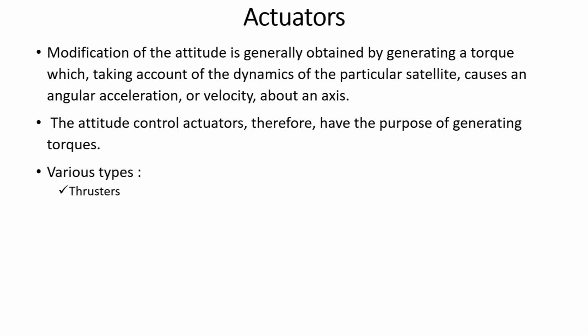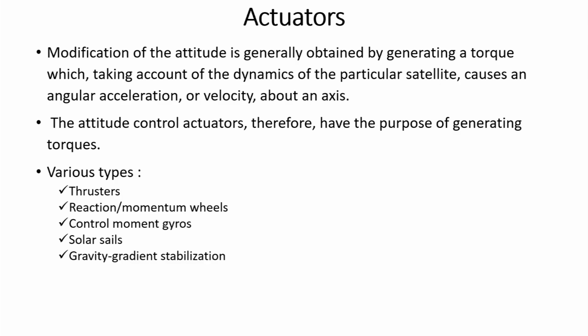So what are the various types? It can be thrusters, then reaction or momentum wheels, then control moment gyros, solar sails where radiation pressure is used to create the torque, then gravity gradient stabilization, then magnetic torquers. These are the different types. I am not going into the details of each type, but these are the types of actuators which are generally used.